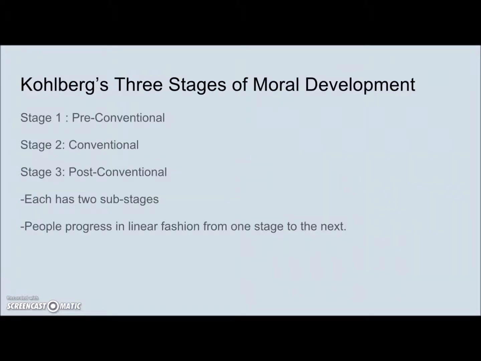Kohlberg's is a three-stage theory, including the pre-conventional, conventional, and post-conventional stages of morality. Each of these contains two substages, and people progress in one direction through the stages as they grow and change. Though Kohlberg inferred that most people would not reach the highest levels of moral development.